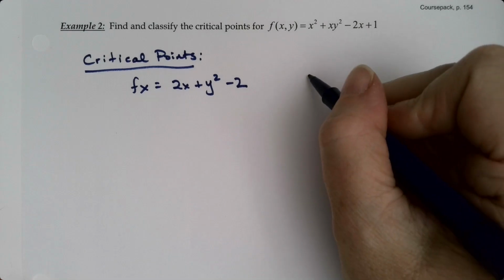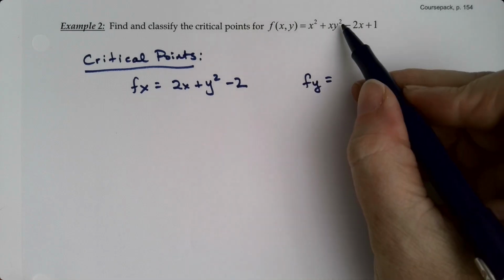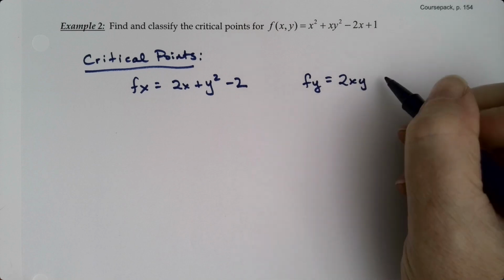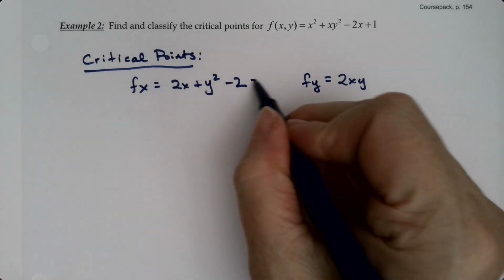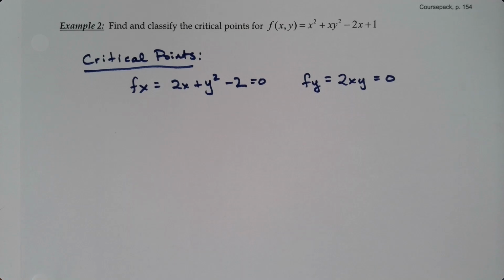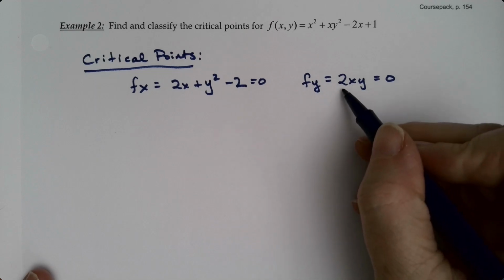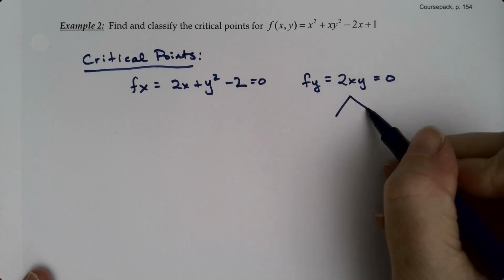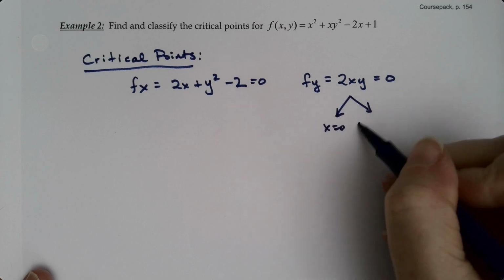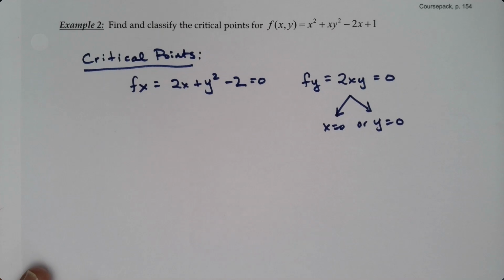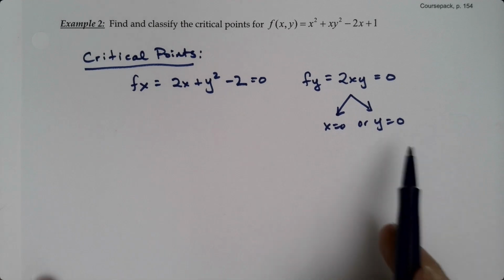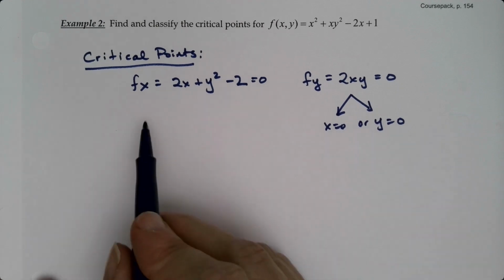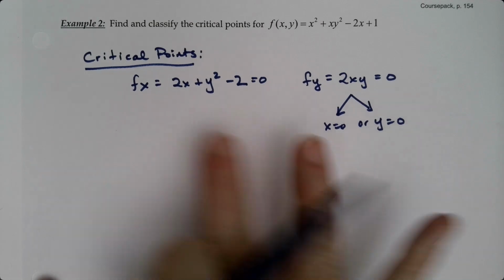And f sub y would be equal to 2xy. Okay, so now remember, these both have to be equal to 0 at the same time, simultaneously. Now, luckily for us, the one on the right's really easy, because if 2 times x times y is equal to 0, then you know that either x is 0 or y is 0, or perhaps both. But we'll find out. So we're going to take these values and you're going to substitute them back in because you know they have to happen simultaneously.